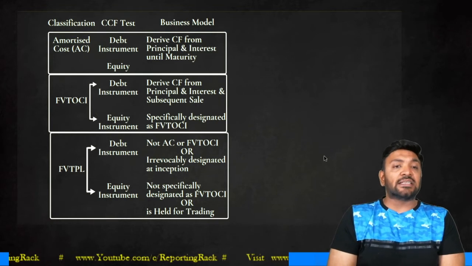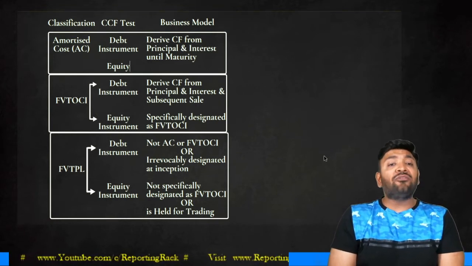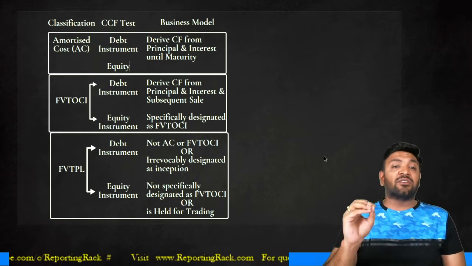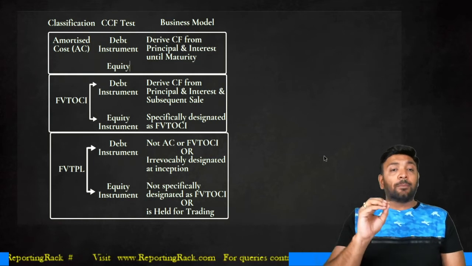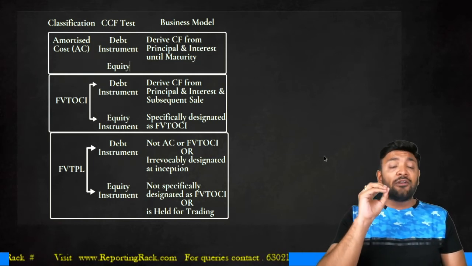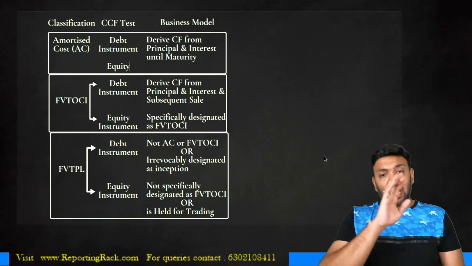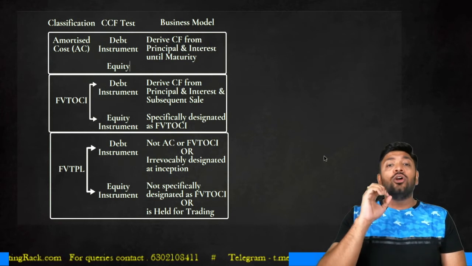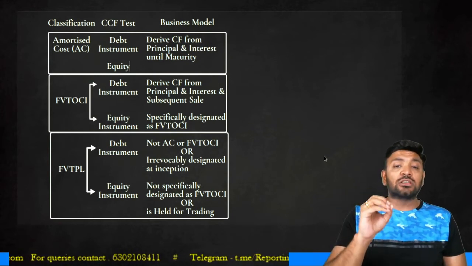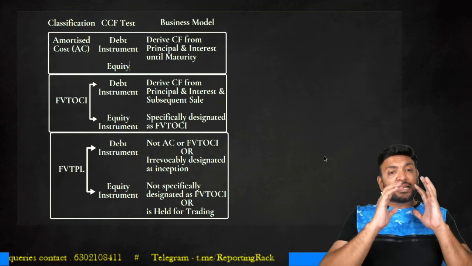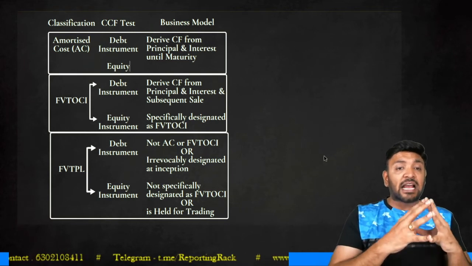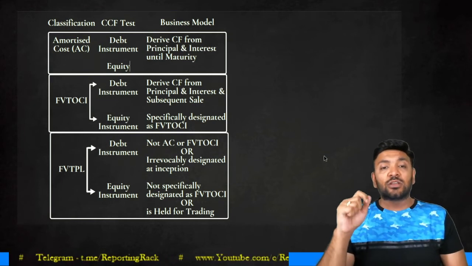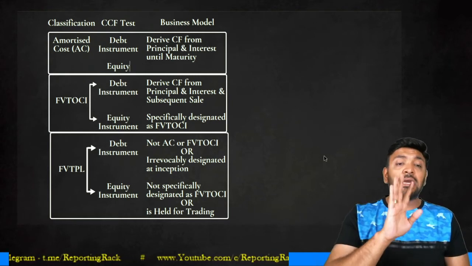If I have to classify the financial asset as amortized cost, then you have to make sure that as per the CCFT test, it should be a debt instrument only. An equity instrument cannot be classified as a financial asset measured at amortized cost. That means the financial asset should derive cash flows solely from the payment of principal and interest. And under the business model test, it should be the intention of the enterprise to derive benefit from the financial asset, to hold it till maturity and receive cash flows in the form of principal and interest. That means if I apply the CCFT test, then it is a debt instrument, and it derives cash flow solely from payment of principal and interest. And it is the business intention also to hold it till maturity and derive cash flows in the form of principal and interest. Then you can classify this instrument at amortized cost.